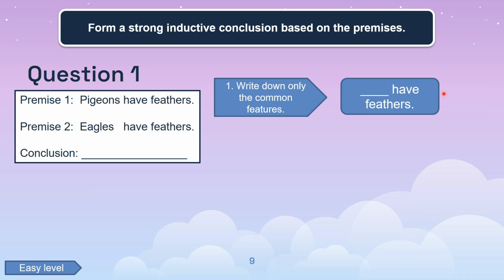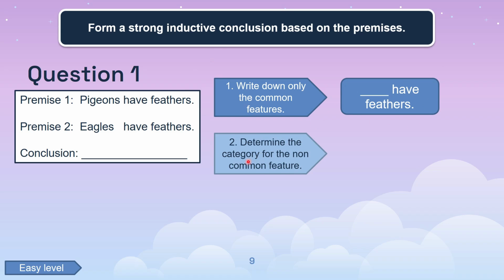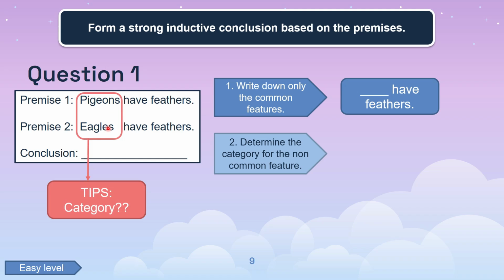Write the common feature first, and then the second step, determine the category for the non-common feature. The non-common feature is pigeons, eagles. Then we determine what is the category of these two. Tips: determine the category. What is pigeon? What is eagle?